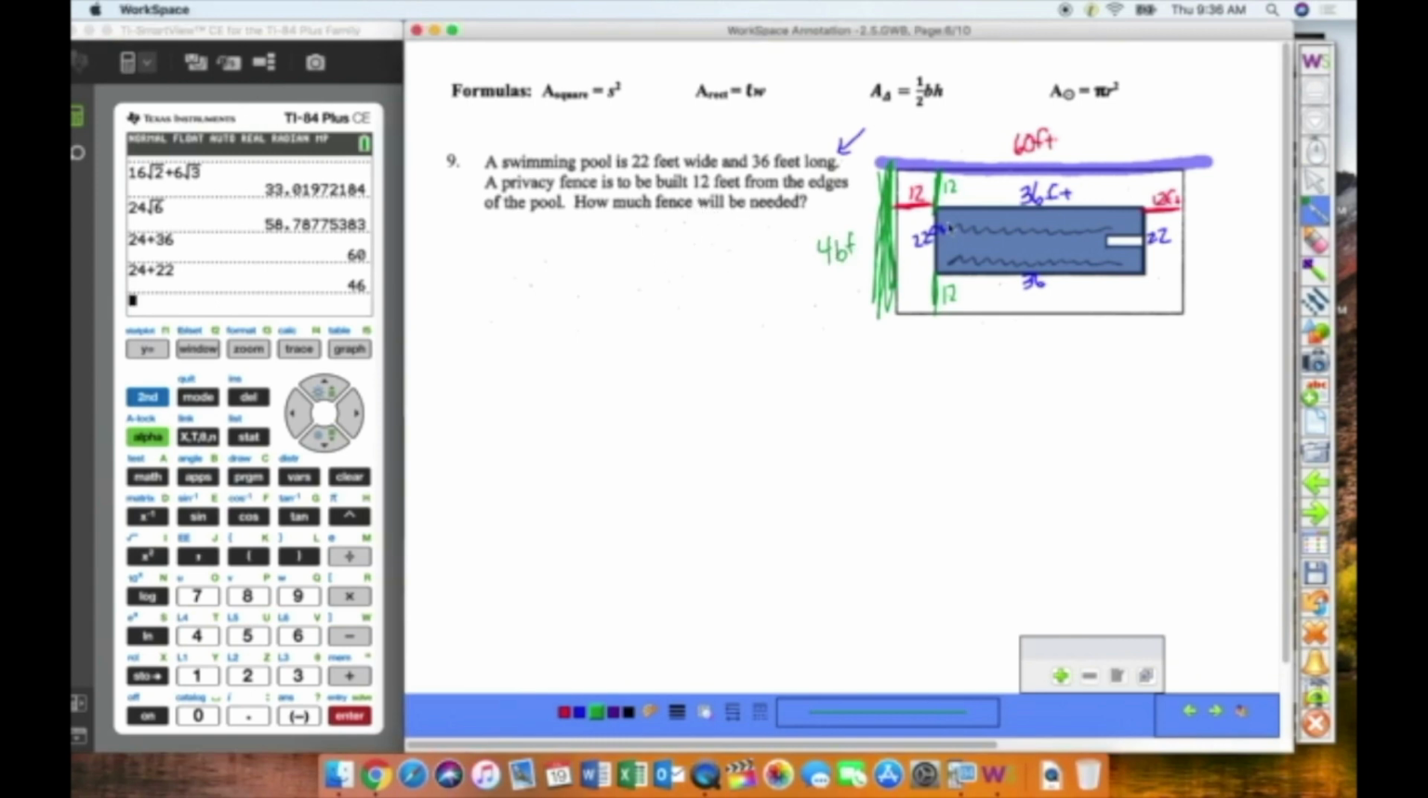Now they say how much fence is needed. You have to outsmart the problem and realize, okay, if you're going to put a fence around something, is that more of a perimeter or is that more of an area? And I hope, because we're advanced students, that we know that putting fence around something is the perimeter. So I need to do 46 plus 60 plus 46 plus 60. And realize that that is 212 feet of fence that we need. So if we were going to a hardware store or something, we know we'd have to buy 212 feet of fence to get around the outside of that pool.